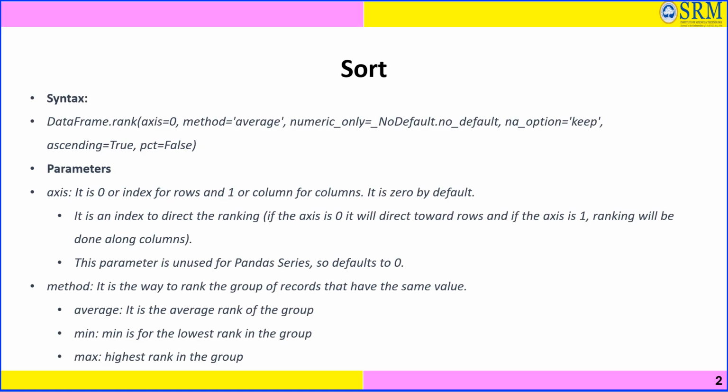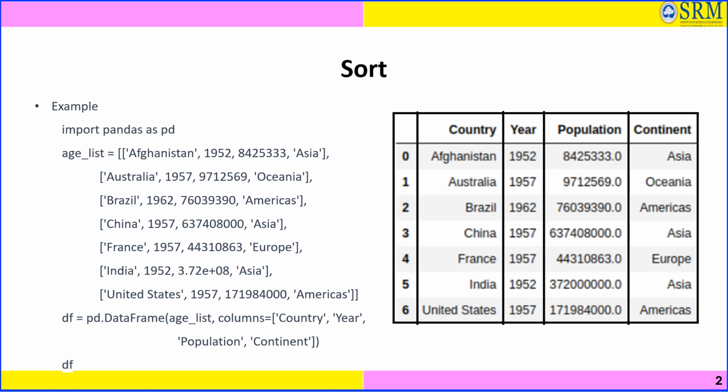The syntax is data frame dot rank of axis. You have to mention the method, because already we have seen method is average, na_option default, and ascending order is true, and percentile is false. Okay, so one example we'll see.